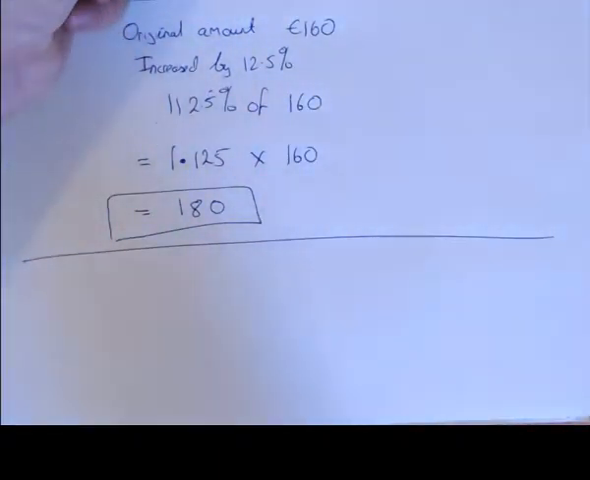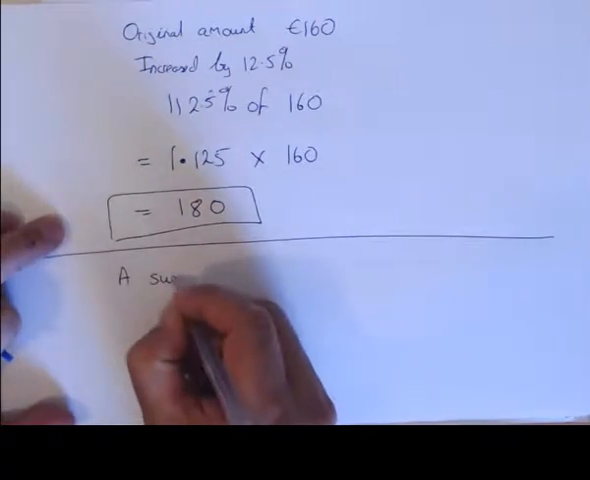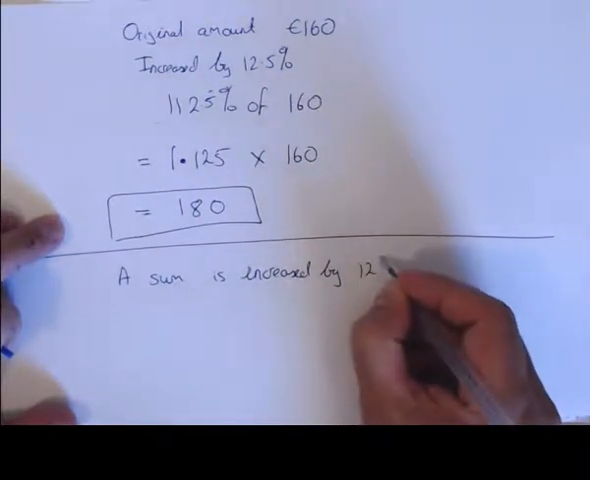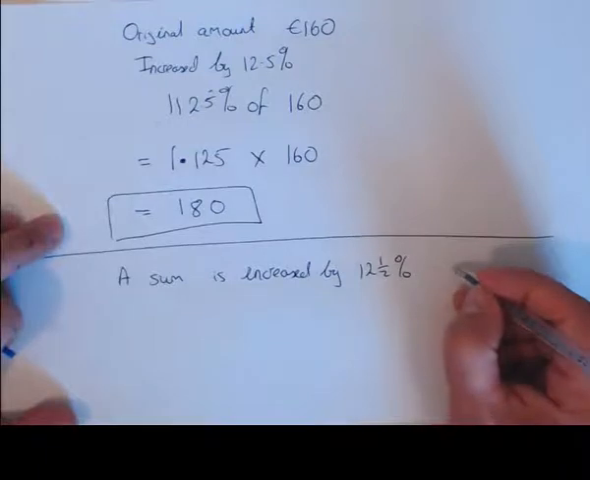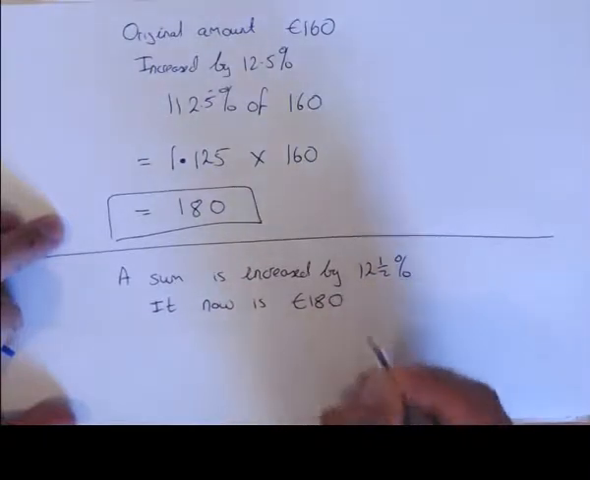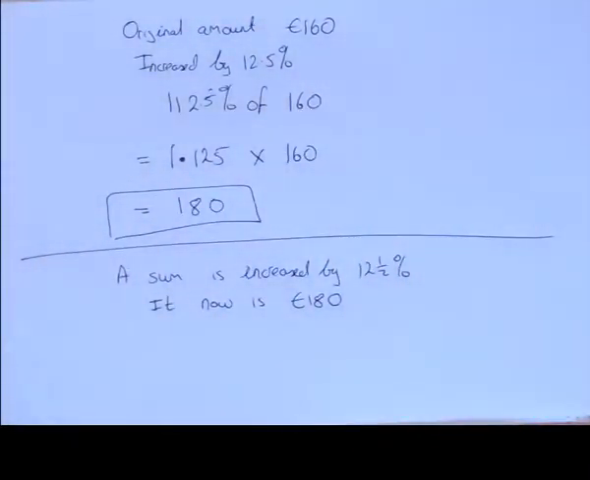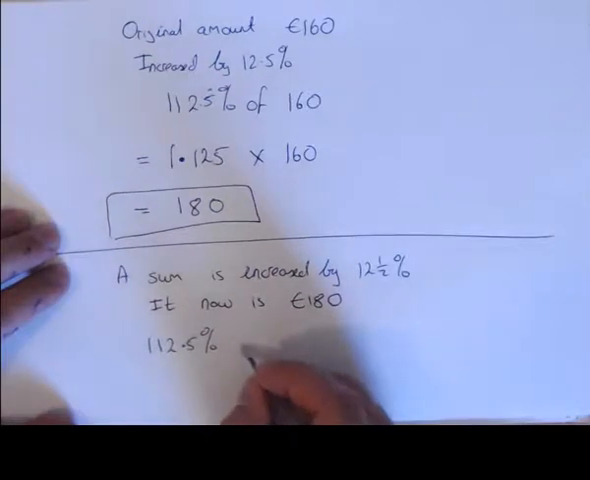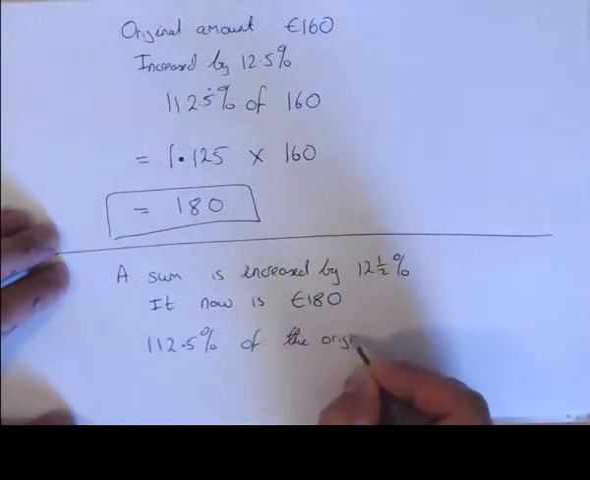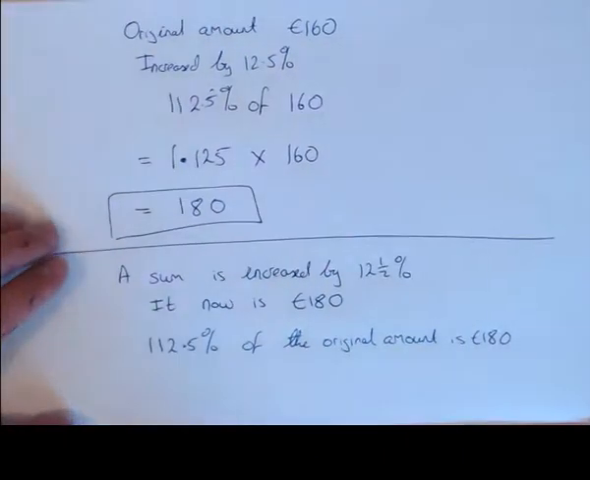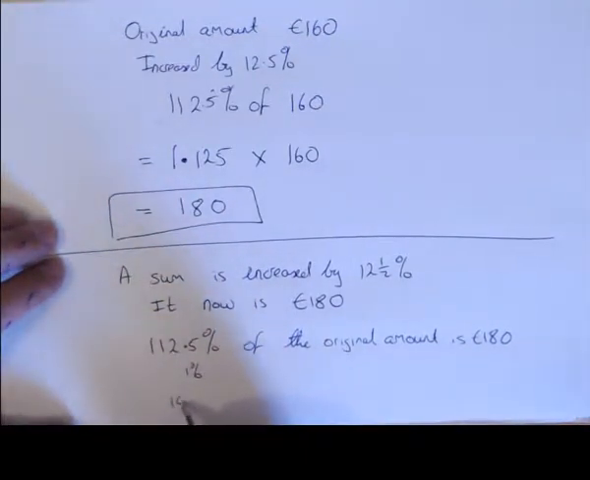Today, we're going to go back to the original question. We're going to be told a sum of money is increased by 12.5%. It now is €180. And we want to find out how we go back to the original. Well, we know that 112.5% of the original amount, which we're trying to find, is 180. The way we did this last day was we found 1% and then we found 100%, which is called the unitary method.